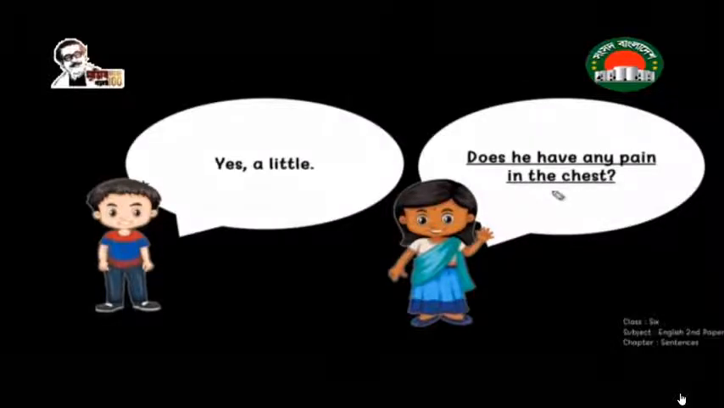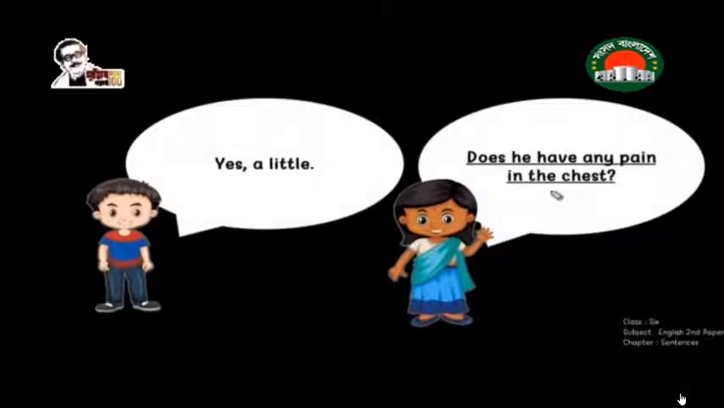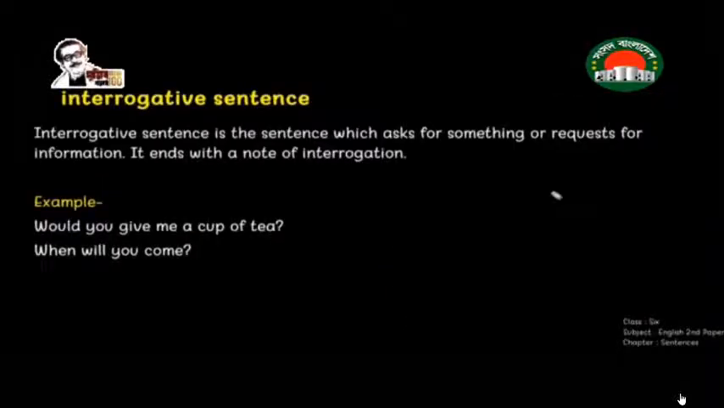Here, the underlined sentences like how is Mr. Abed now? and what happened to him? are asking for some information. These are called interrogative sentences. Have you noticed a note of interrogation is used at the end of the sentences? So what is an interrogative sentence? Yes. An interrogative sentence is a sentence which asks for something or requests information. It ends with a note of interrogation.